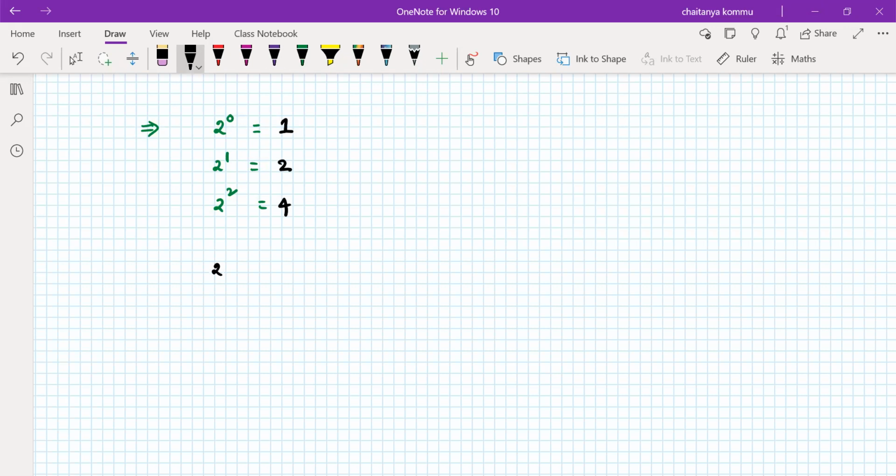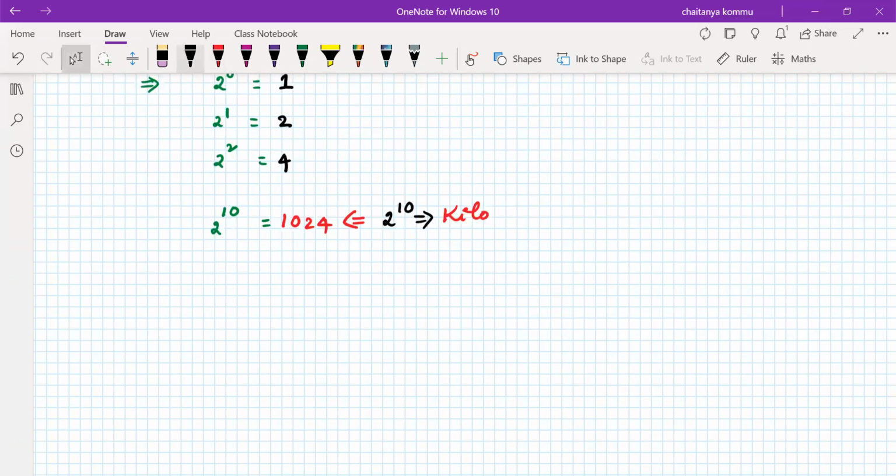For example, 2 power 10, what is its value? Its value is 1024. If you check on your calculator, 1024 will be there. So from the computer point of view, this is called a kilo. So 2 power 10 we call as kilo.